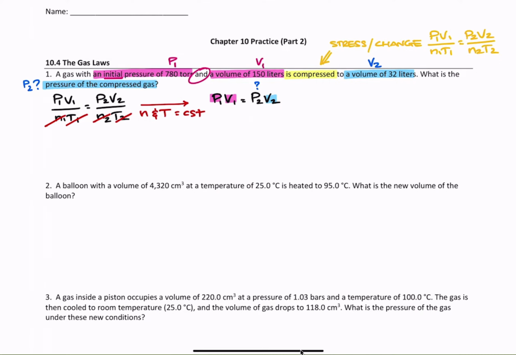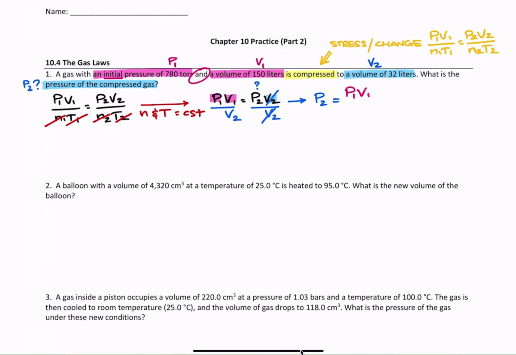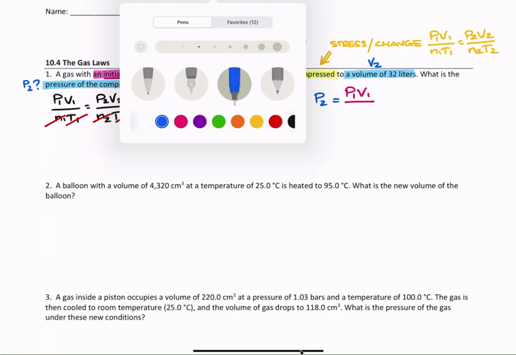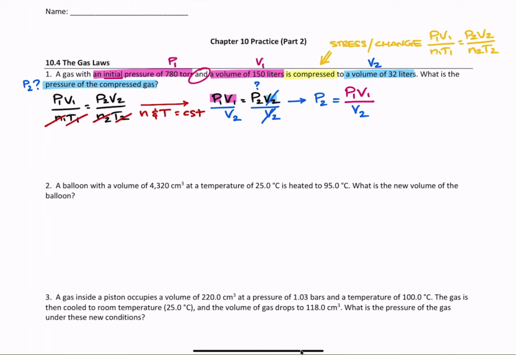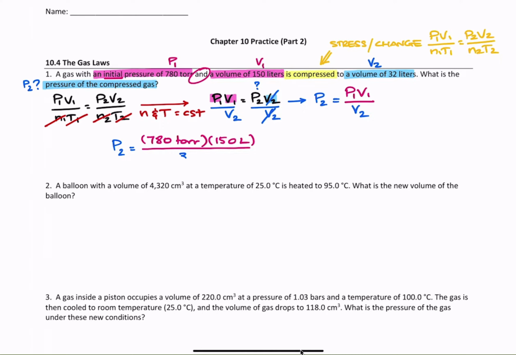To isolate P2, we're going to divide each side by V2. So the V2 cancels on the right side, and we get a new equation that is P2 equals P1 V1 over V2. Now that we have our equation, we're going to plug in the data. P2 equals initial pressure 780 torr times initial volume 150 liters over the compressed volume 32 liters.